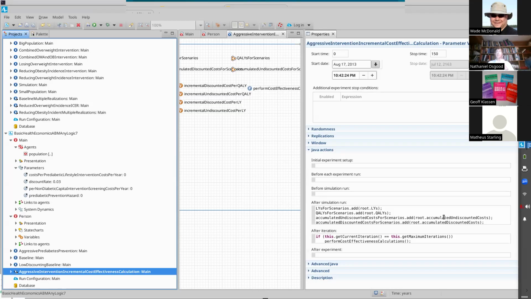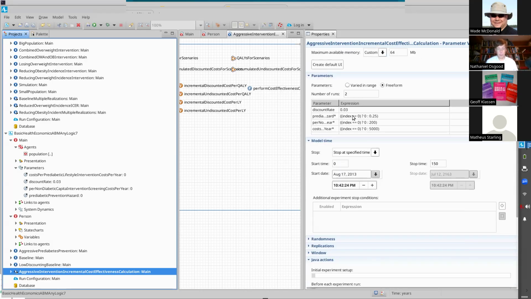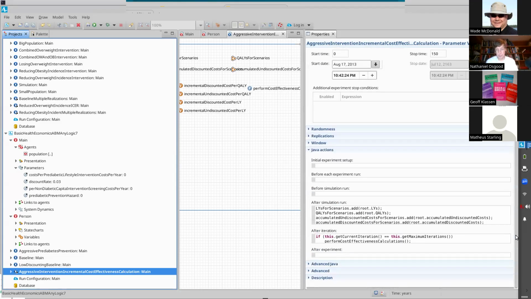And then after that iteration, if we've run it 2 times, or we've run it completely, yes, 2 times, we will do what's called perform incremental cost effectiveness calculations. And this is our friend of function.